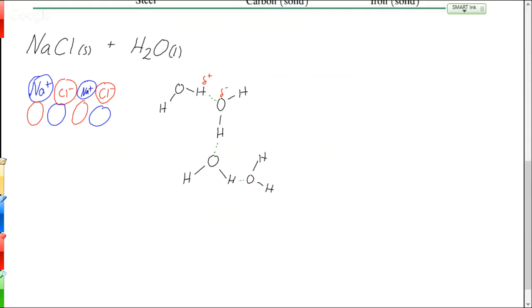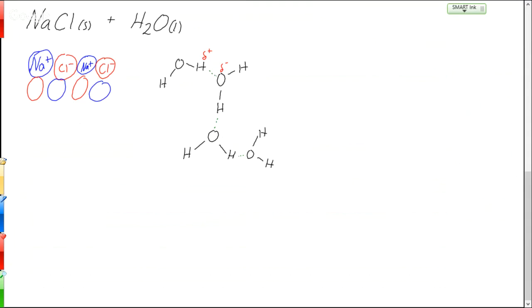All right, so we've got these two things that are pretty happy individually. You've got sodium chloride, which has these strong positive and negative attractions. On the other side, you've got water, which has its own intermolecular forces, held together pretty strongly. So why do these things form a solution? Why do they mix? Why don't they just keep together? So let's take a look at that.